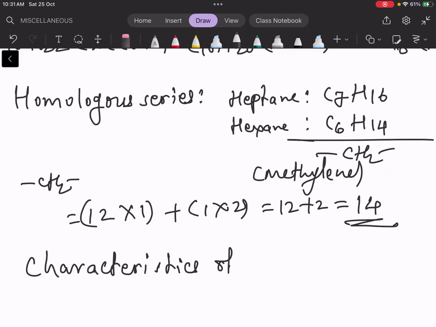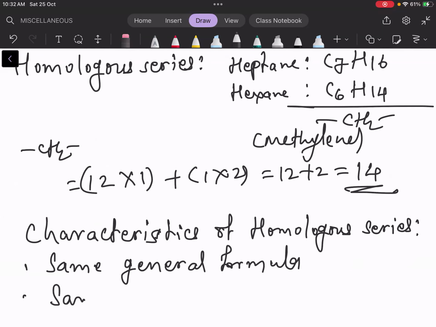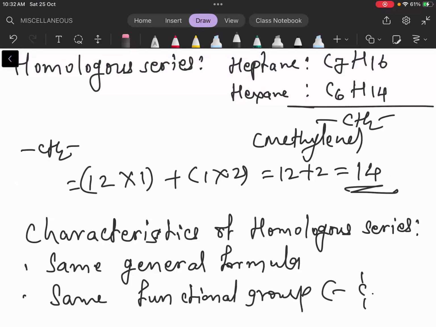Characteristics of homologous series. So what is first? They have the same general formula. Second, they have the same functional group. That is carbon-carbon single bond, alkanes.